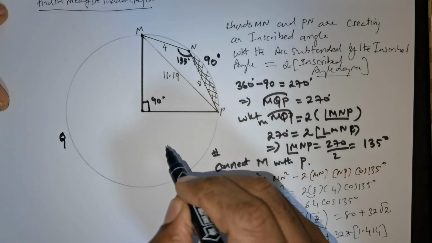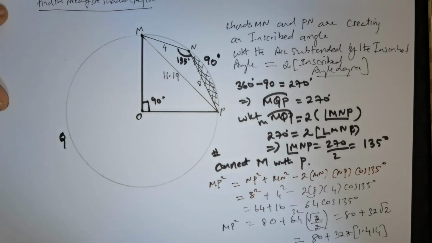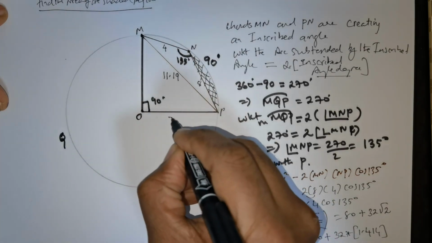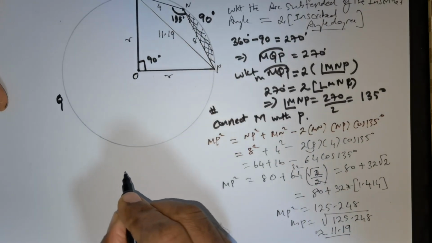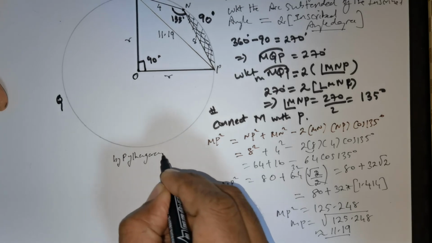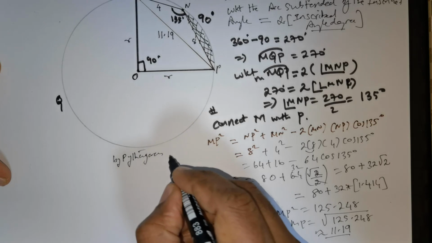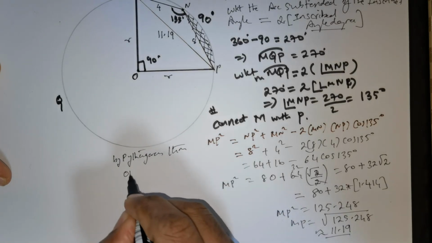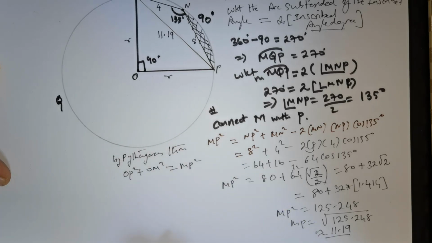Now if I were to take this as O, we will have to get the radius of the circle. Now we know this is going to be R and this is going to be R. So by Pythagoras, what can I say by Pythagoras? By Pythagoras theorem, you have OP squared plus OM squared is equal to MP squared.